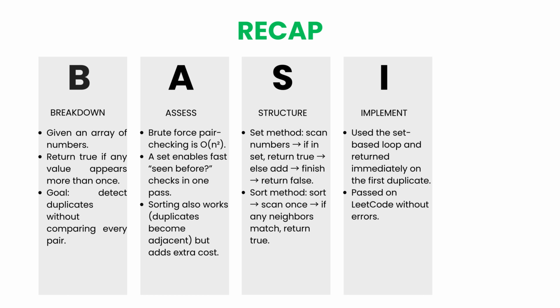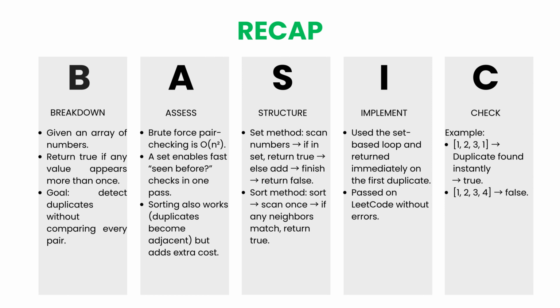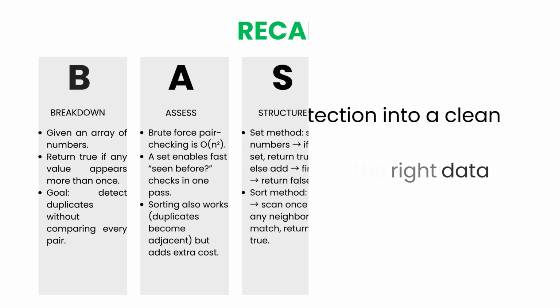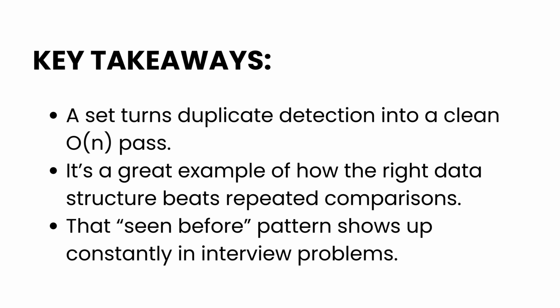We confirmed correctness with LeetCode test cases. For [1, 2, 3, 1], the duplicate was detected and the result was true. For [1, 2, 3, 4], the scan completed without repeats and the result was false, matching the expected outputs. The takeaway is that data structure choice matters even in simple problems. A set turns duplicate detection into a fast, scalable one-pass process, and building that instinct, choosing the right tool for the job, is exactly what interviewers look for.